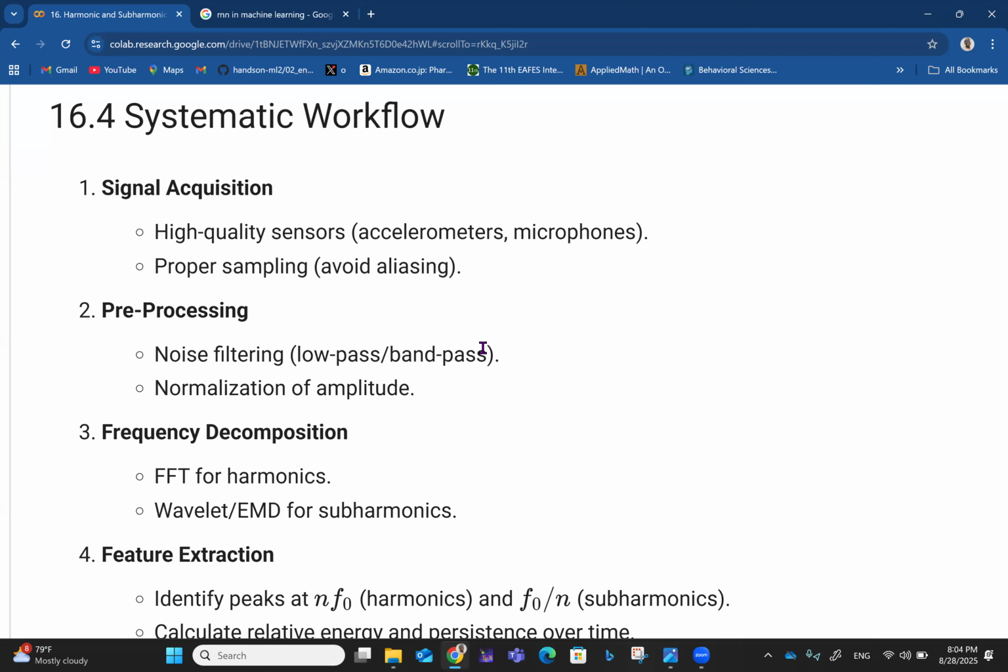Then we have pre-processing. After you acquire a signal, you pre-process. In preprocessing, you have to do noise filtering. You can use low pass or band pass, and then you can do normalization of amplitude. I think in the previous video we talked about data preprocessing in the time domain, so some of these things look like that a bit. Then we have frequency decomposition. You can use fast Fourier transform for harmonics, while you use wavelet and EMD for subharmonics.